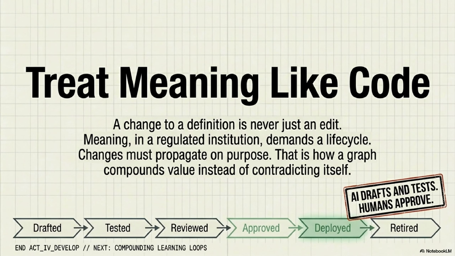1 line to carry out of this episode. A definition change is never just an edit. It's a change to meaning, and meaning, in a regulated institution, gets a life cycle. AI drafts and tests. Humans approve. Changes propagate on purpose. That's how a graph compounds instead of contradicting itself.